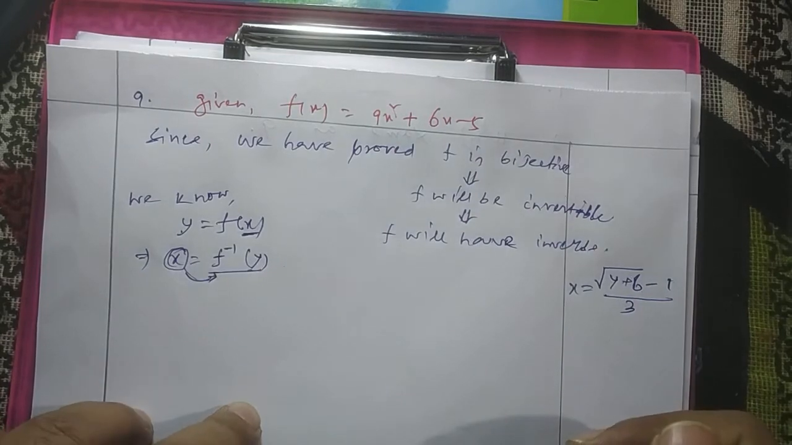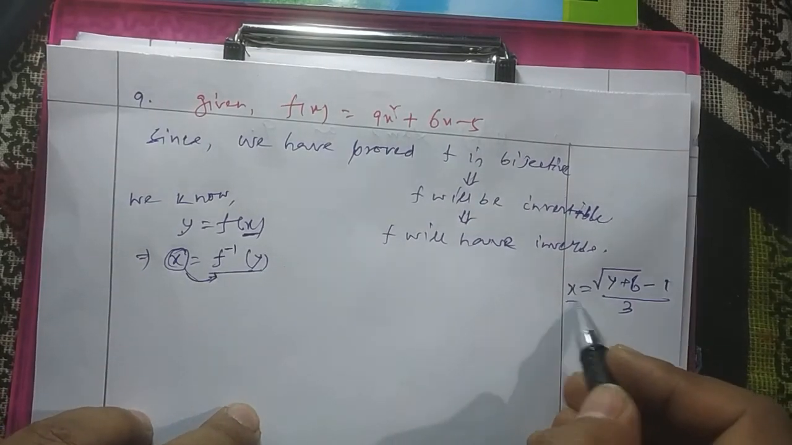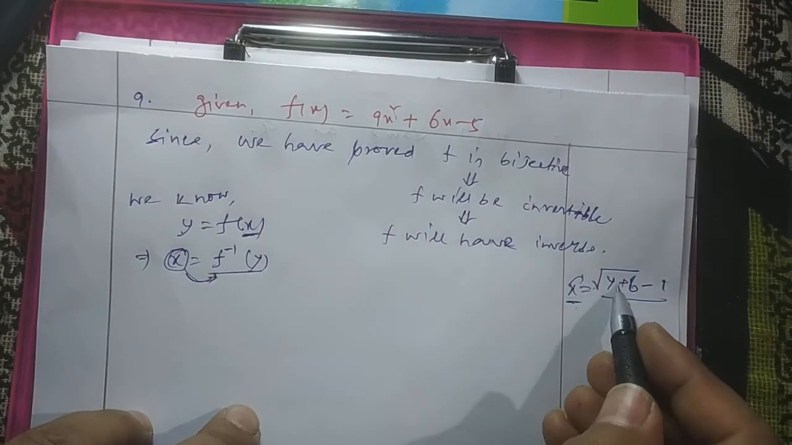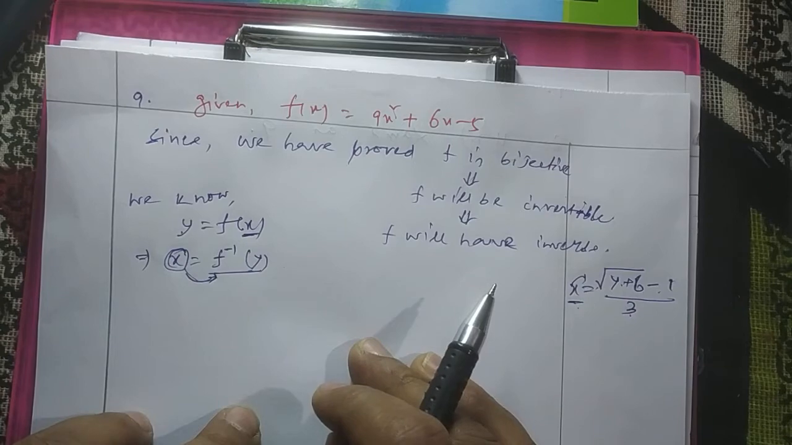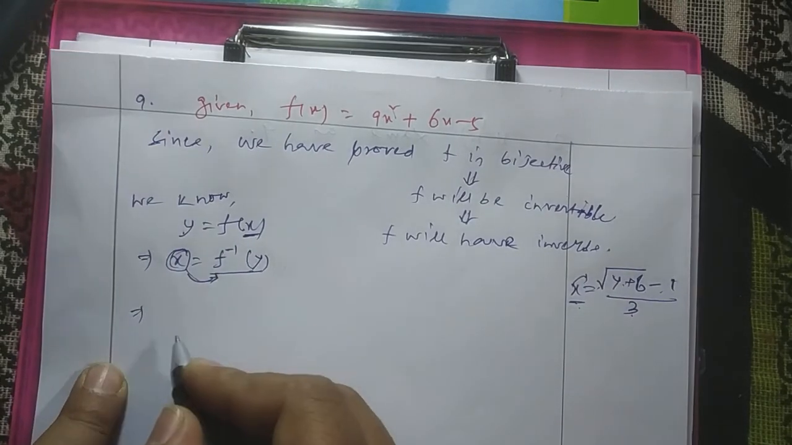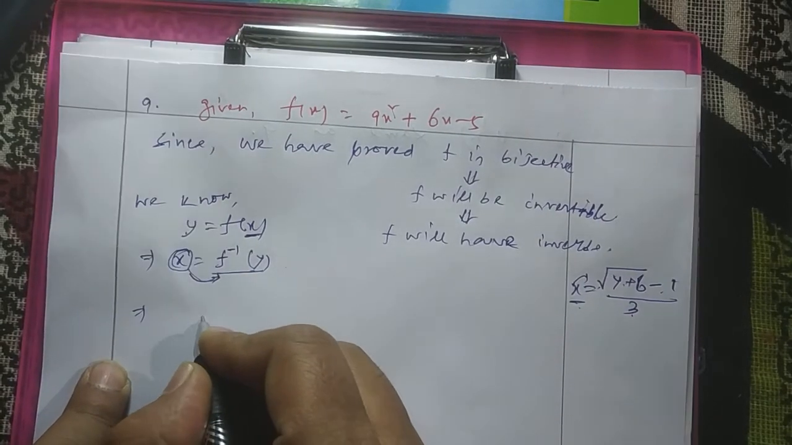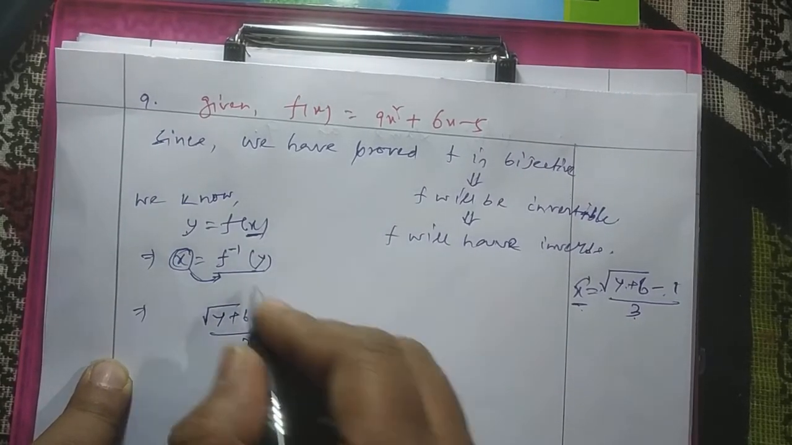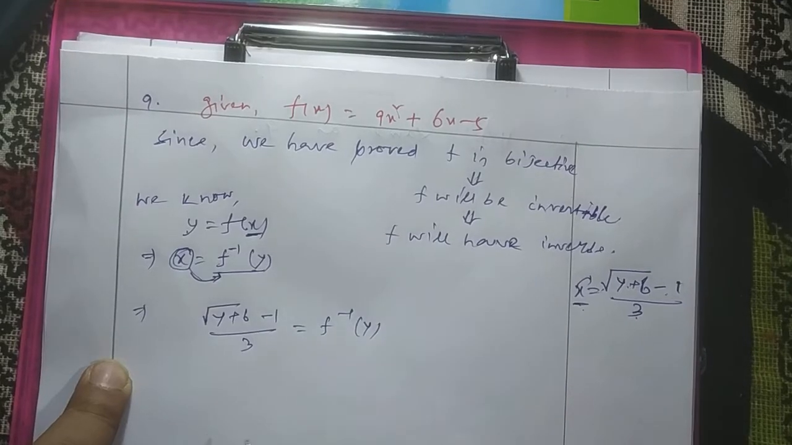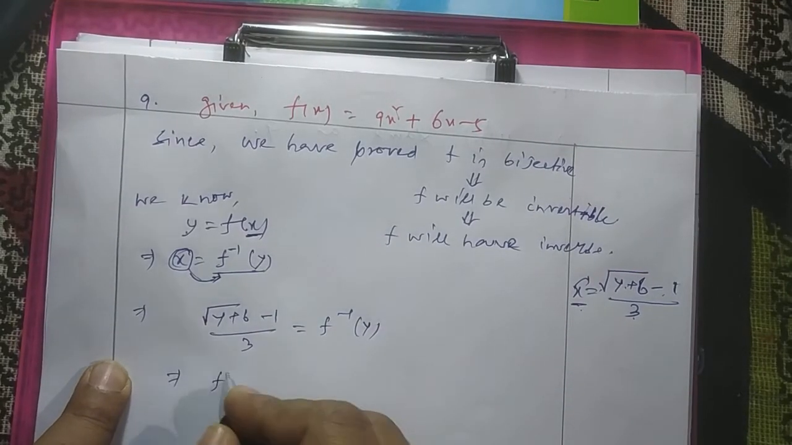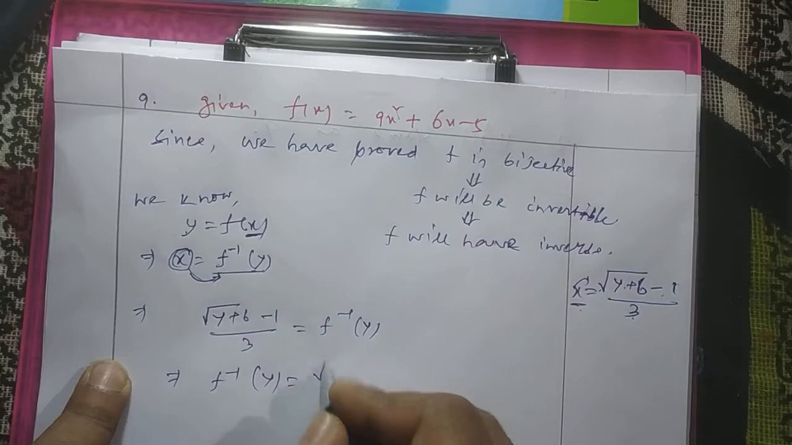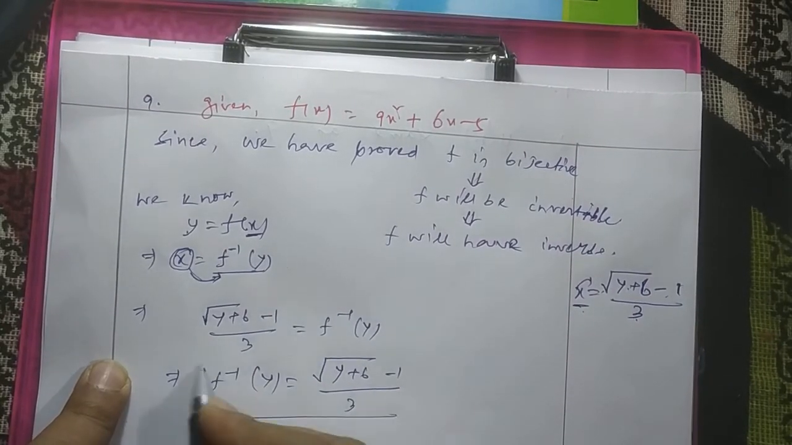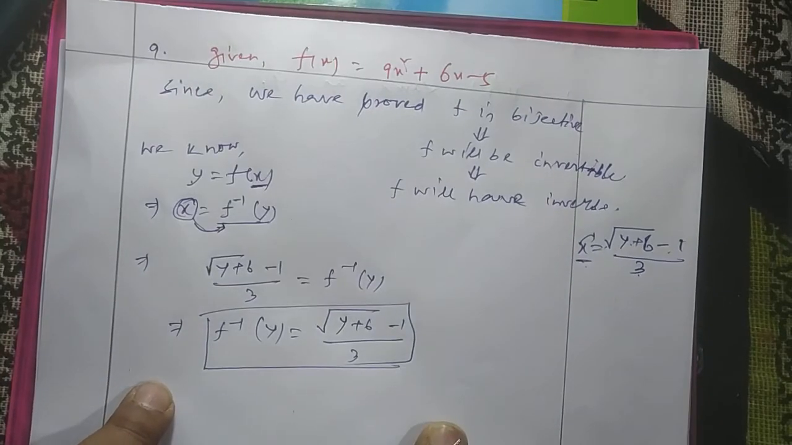Now look at the previous step and see what the value of x was. The x was (root over y plus 6, minus 1) by 3. So from here, (root over y plus 6, minus 1) by 3 is equal to f inverse of y. That means f inverse of y is (root over y plus 6, minus 1) by 3. So that is the required inverse.